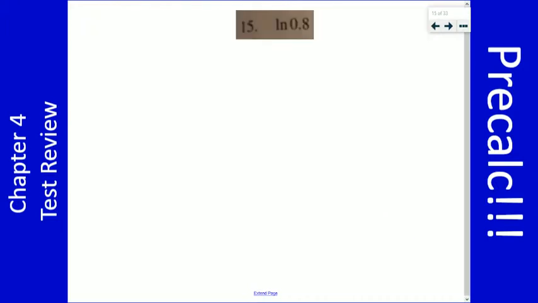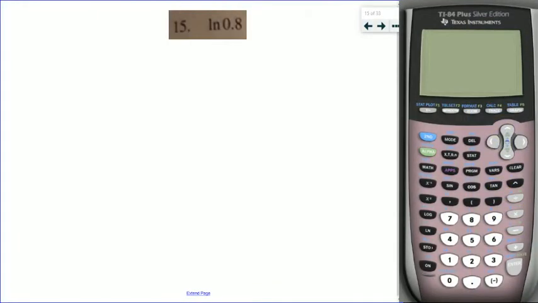So next, we want to evaluate some of these numbers. 15 is where we start to evaluate. So ln of 0.8. Not a whole lot we can do with that as far as mental math goes, so let's take a look at the calculator. Wake it back up, quit back to your home screen, and then we're just going to type in natural log of 0.8. Remember, the ln key is over here. Then close the parentheses, and we get a number.